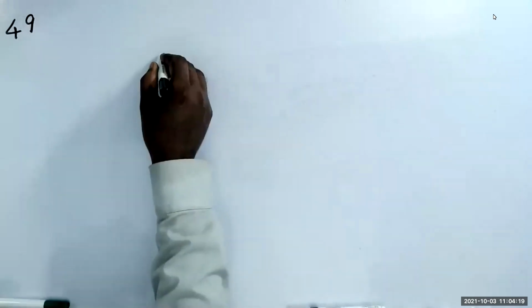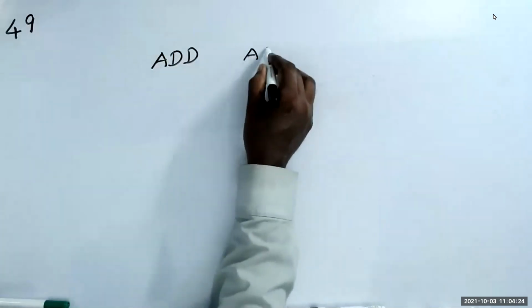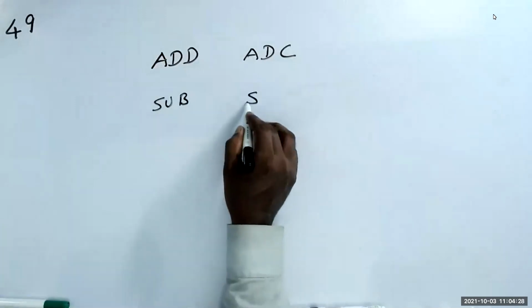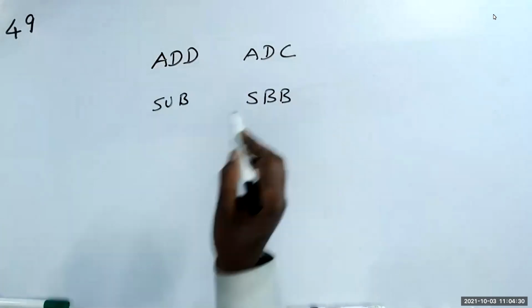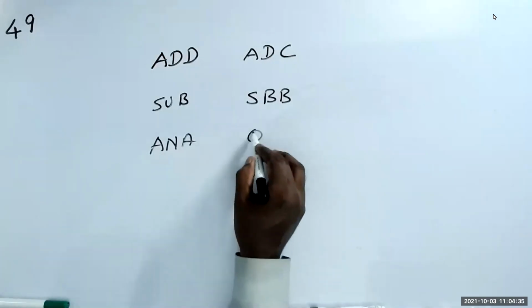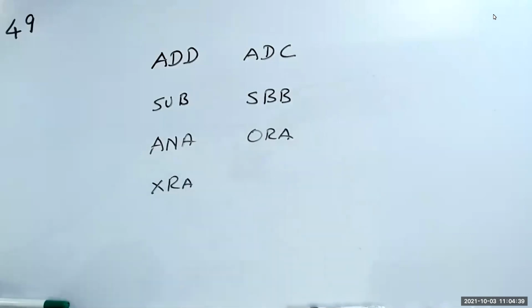Okay, so the move instruction is gone. Like that, we have the add instruction. Add with carry. Subtract with borrow. And, or, XOR. Am I right? Compare.